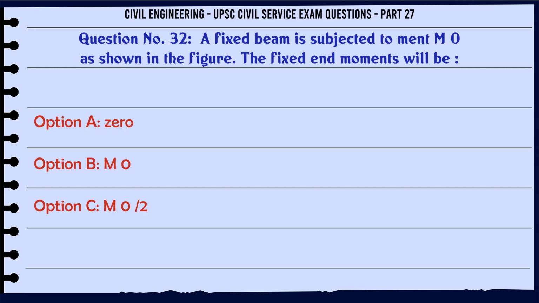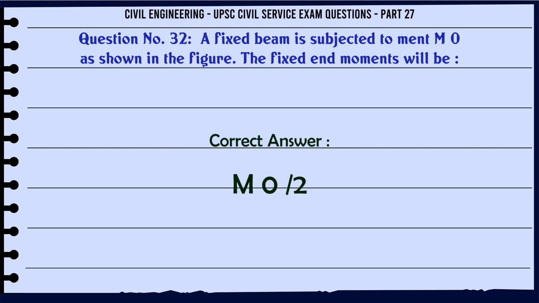A fixed beam is subjected to moment M0 as shown in the figure. The fixed end moments will be: A. 0, B. M0, C. M0/2, D. 2 M0. The correct answer is M0/2.